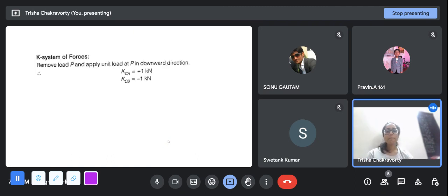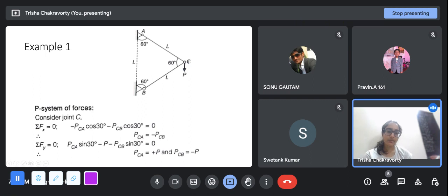Then, the case system of forces. In this question we need to find out the vertical displacement of this joint C.